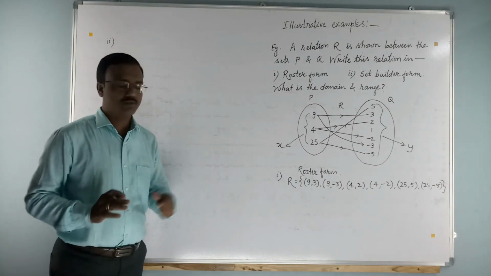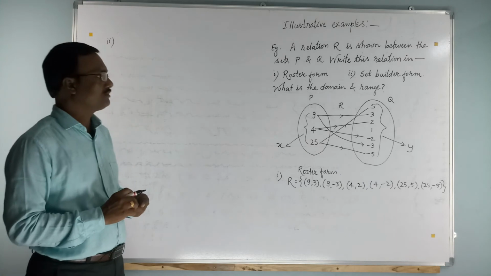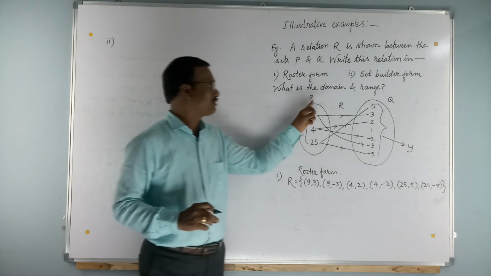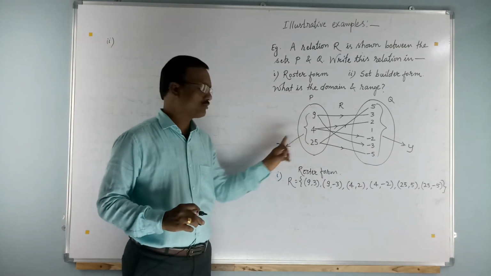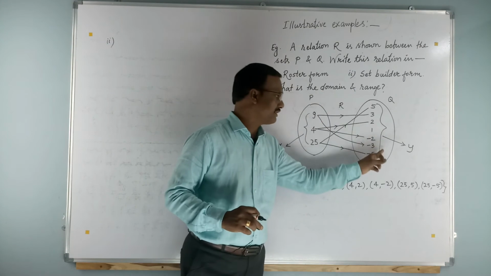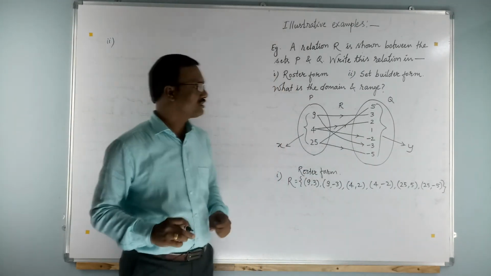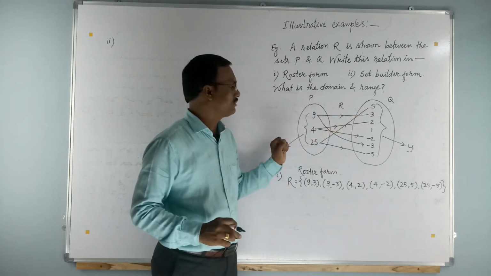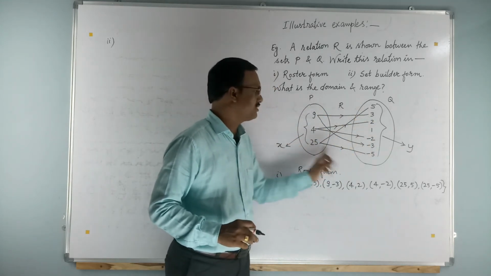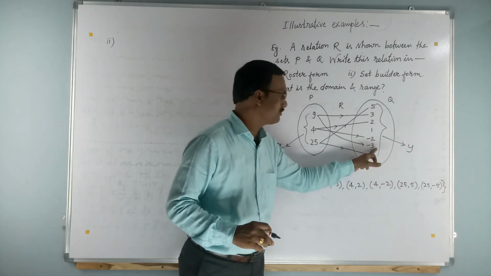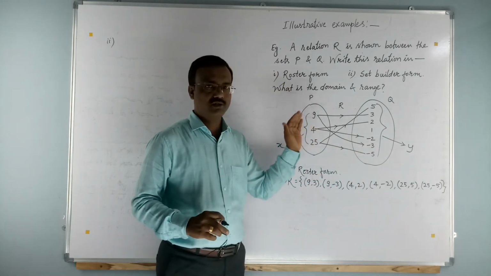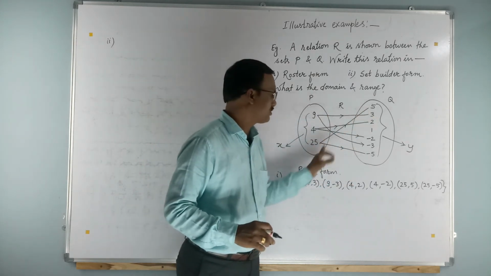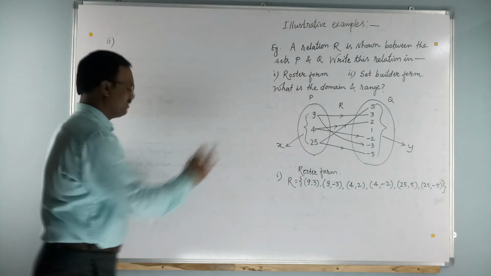Now see the second part of this question. In the second part we have to find the set builder form of this relation. Suppose the first set elements are represented by x and the second set elements by y. It is clear that minus 3 square is 9, 3 square is 9. So x is equal to y square. If we square y, then we get x. That means x is equal to y square is the relation everywhere. 5 square is 25. So that is the relation between the elements.